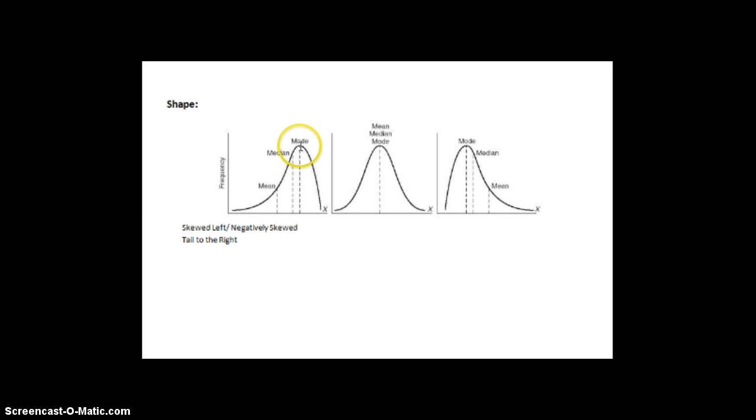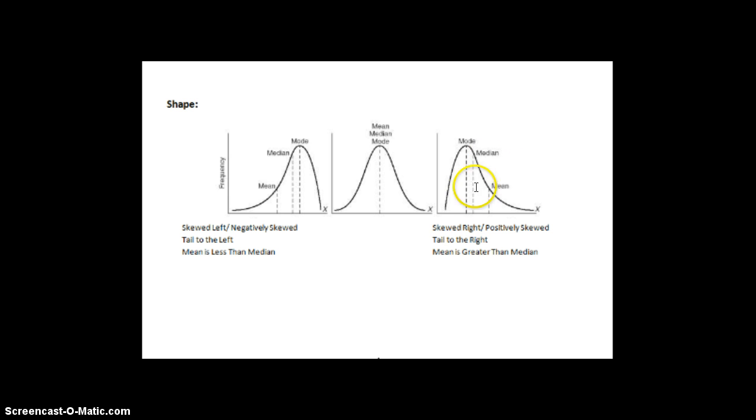This type of graph, when the mode is on the right and the mean here is to the left of the median, is called skewed left, or we call it negatively skewed. The tail is to the left. So this is the tail of our data, and it is to the left. So this is a skewed left or negatively skewed graph. Our mean is less than the median. Let's go ahead and add that. Mean is less than median.